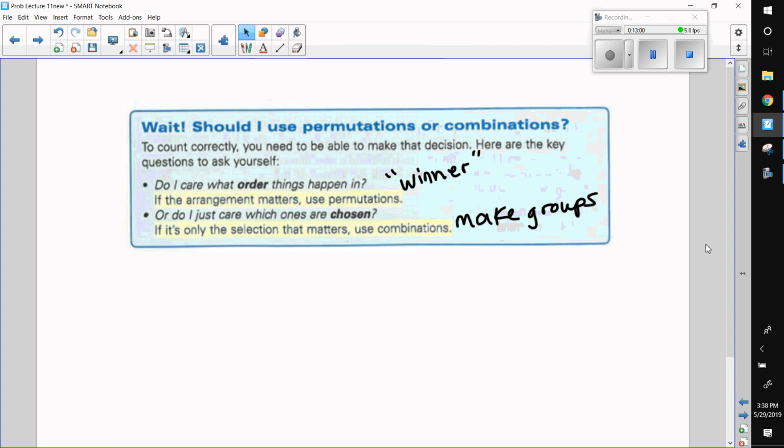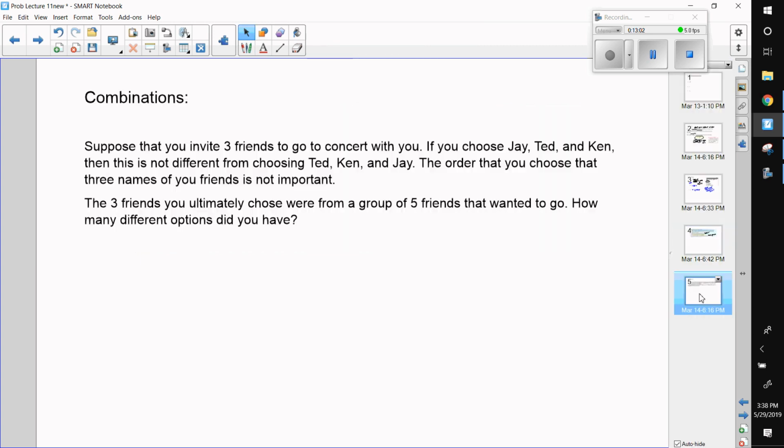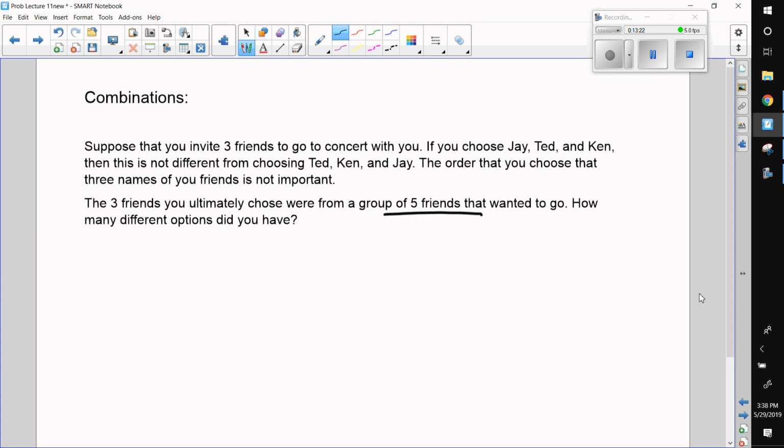Okay, so some quick stuff with that. So here, suppose you invite 3 friends to a concert with you. If you choose Jay, Ted, and Ken, that's no different than Ted, Ken, and Jay. So there's no winner. The order that you choose the 3 names is not important. So the 3 friends were from a group of 5 that wanted to go. How many different options did you have? So this is using a combination where this is going to be 5 combinations of 3.